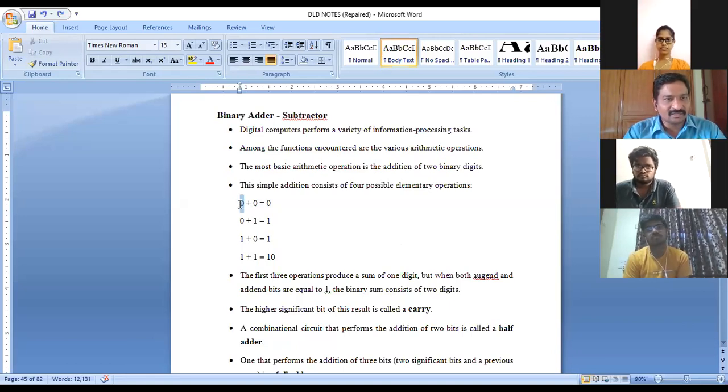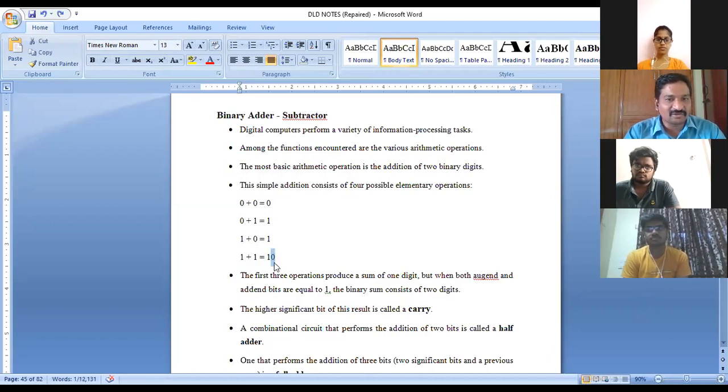So the input is 1, only one digit, and the output is only one digit. 1 digit plus 1 digit equals 1 digit, right? Whereas this is the AND bit. This is the AND bit, this is the AND bit. This is the sum bit. Whereas in the last row, how many digits did we get? 2 digits we got.